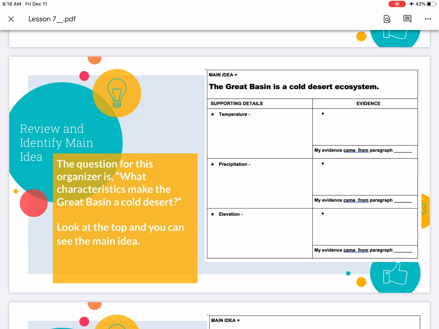If we look at the top of this graphic organizer, we can see the main idea. I want you to find the top of our graphic organizer and look at that for just a second. What's our main idea? If you said the Great Basin is a cold desert ecosystem, you are exactly right.